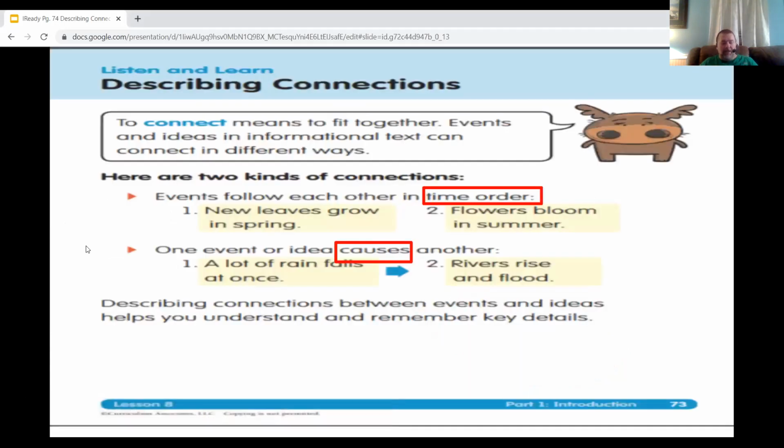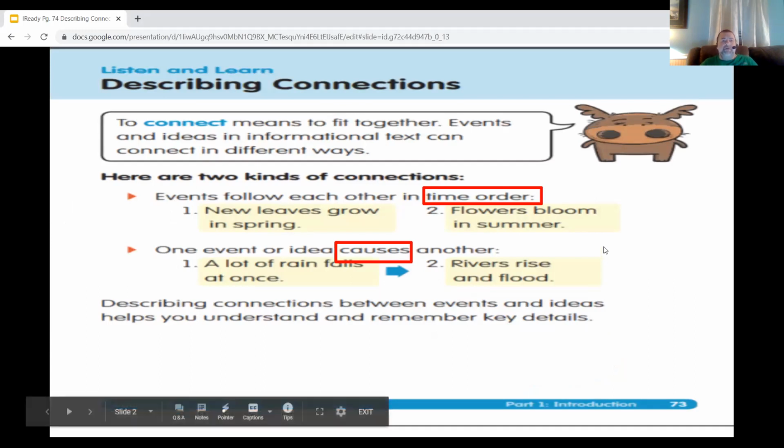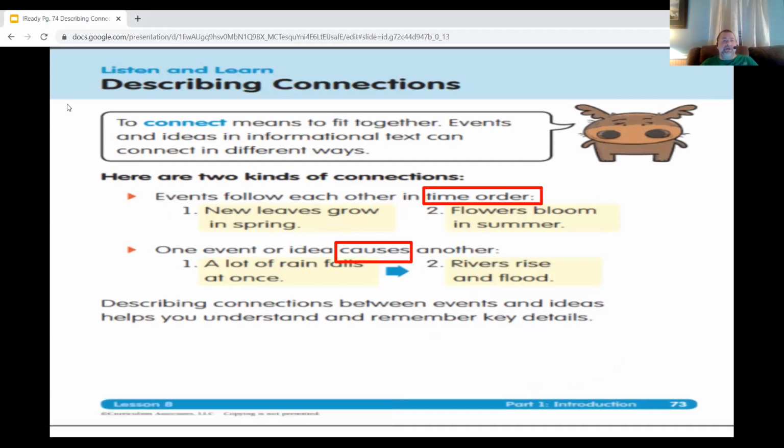If we look at page 73, getting a little bit ahead of myself. If we look at page 73, in the text bubble at the top of the page, it says, to connect means to fit together. Events and ideas in informational text can connect in different ways. We have two types of connections as noted by the two red arrows, and our examples of those connections are in our yellow highlighted boxes.